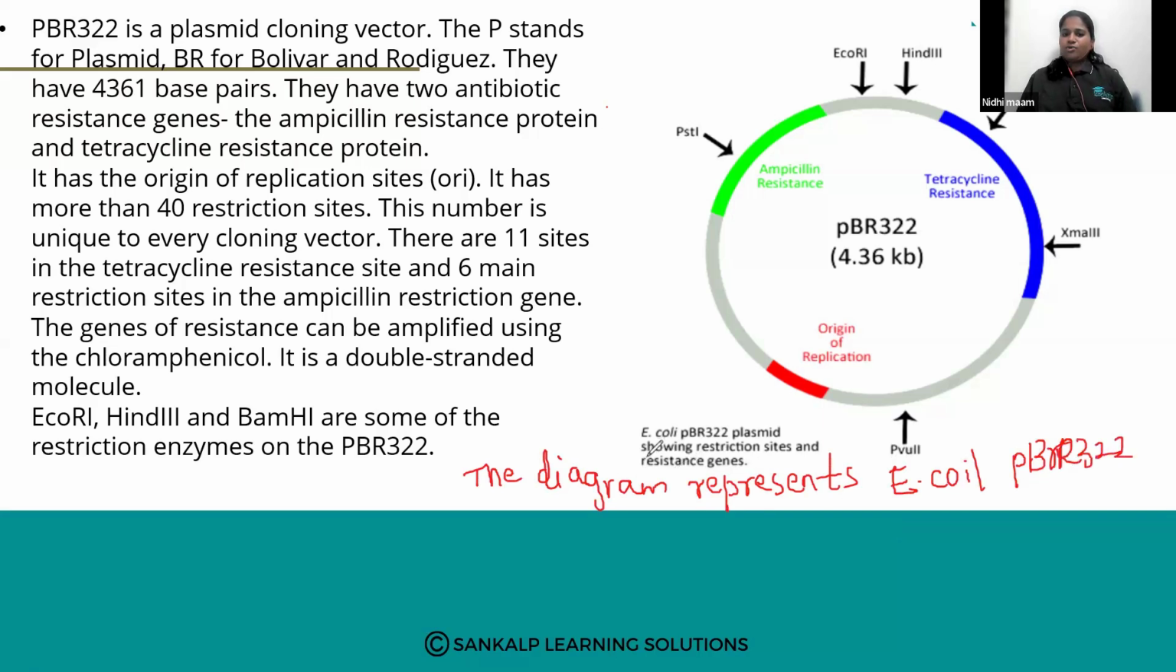If you want, showing restriction sites and restriction genes, if you remember, you can write this. It is E. coli, not E. coil, it is E. coli. So this is how you have to draw every diagram, not only in this chapter. If you draw the schematic diagram, what we saw regarding PCR, below that diagram you have to say, this schematic diagram represents polymerase chain reaction and the steps involved in it. That is how you will represent the answer.